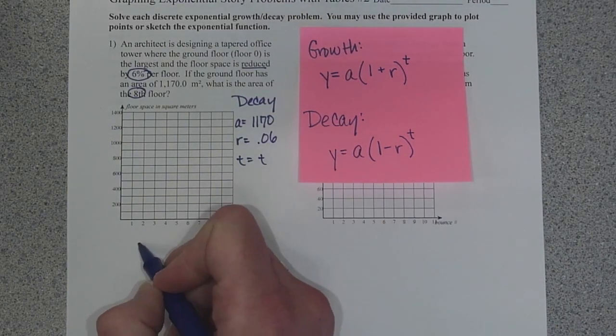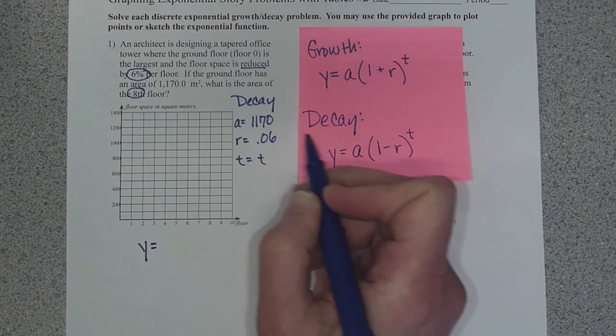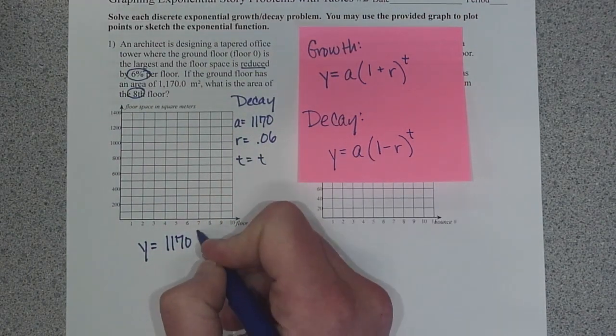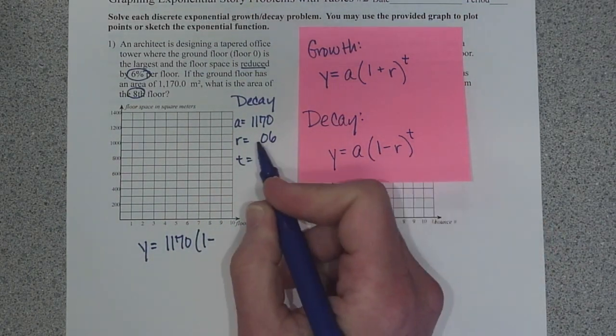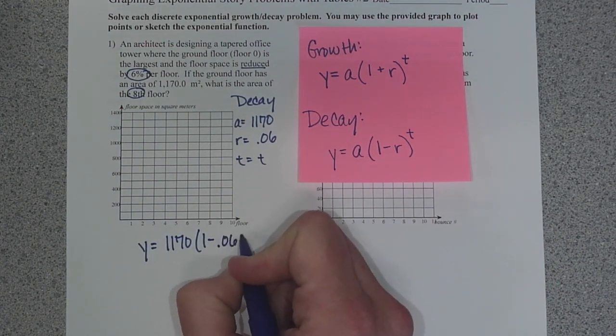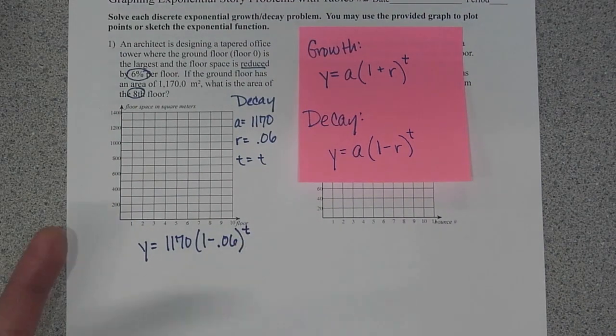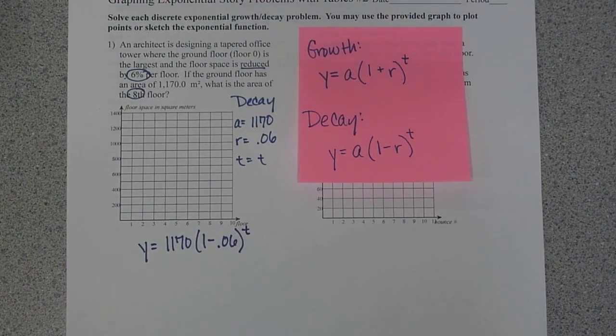Okay, formula, Y equals, A is going to be 1170. Now we need parentheses 1 minus R. Oh yeah, R was 0.06. And then we'll just leave it as a T. You could even write F for floor if you wanted to. It's just really up to you.